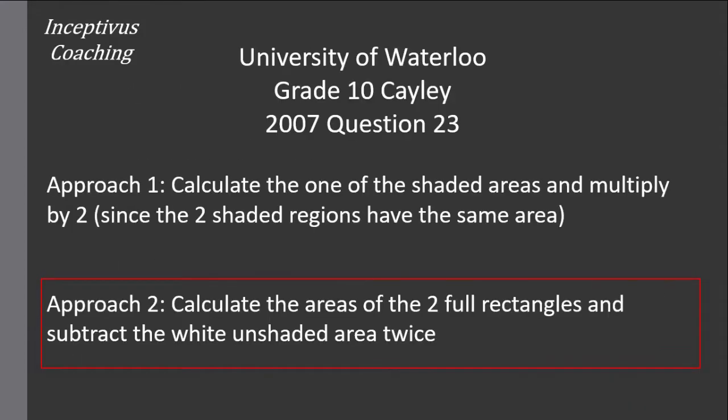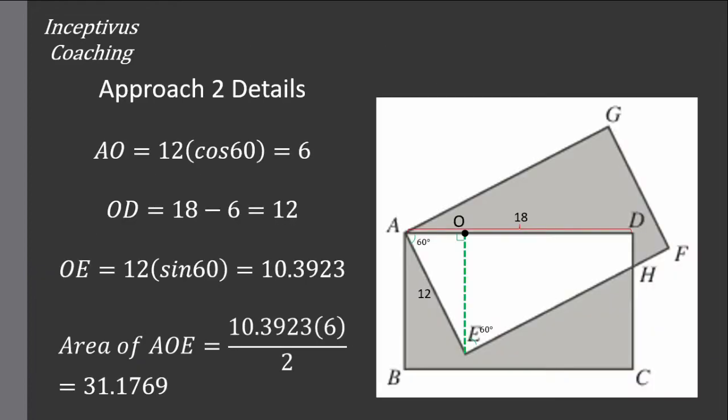Now let's move on to the second approach, which involves cutting the white unshaded region into simpler shapes. So take a look at the white unshaded region AEHD, right? We know the length of AE. We know the angle EAD, which is 60 degrees, right? Now draw a perpendicular line from E to AD and let the point of intersection be called O. Then we see that AOE is actually a 30, 60, 90 degree triangle.